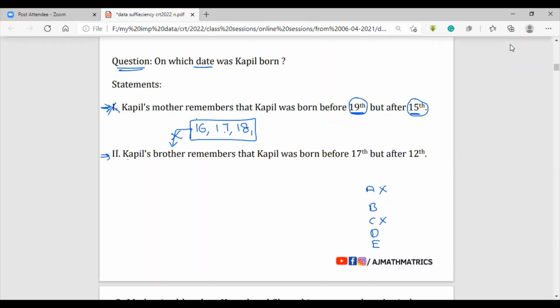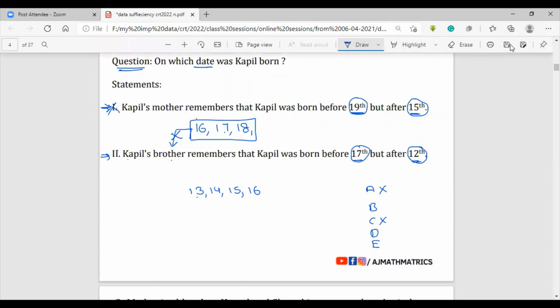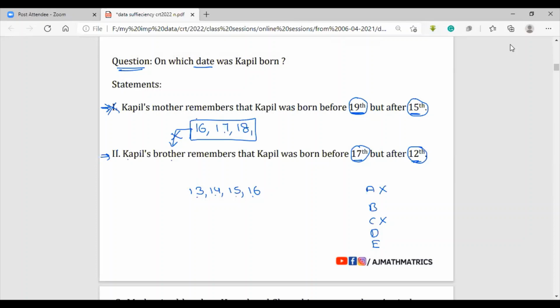Now, I'm trying this one. Kapil's brother remembers that Kapil was born before 17 and after 12. So before 17 and after 12 means it can be 13, 14, 15, or 16. We should not consider 17 and we should not consider 12 as well. The second statement says Kapil may be born on 13, 14, 15, or 16. Again, there is no clarity about the answer to the question. The data in statement 2 alone is not sufficient. So if 2 alone is not sufficient, I can also eliminate B as the answer.